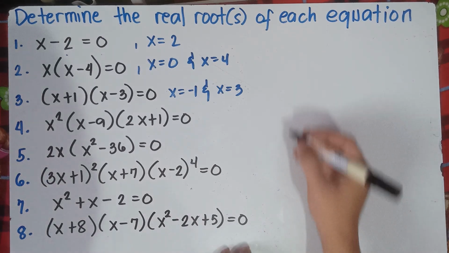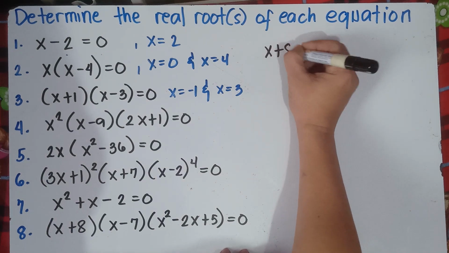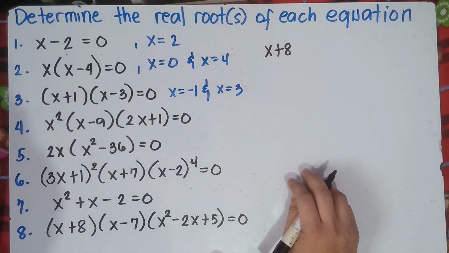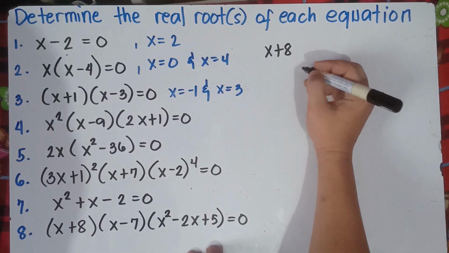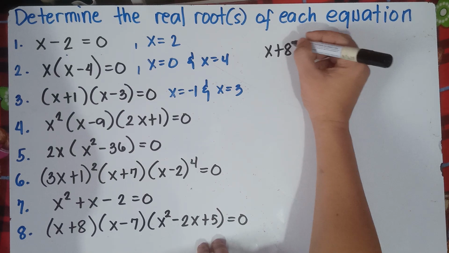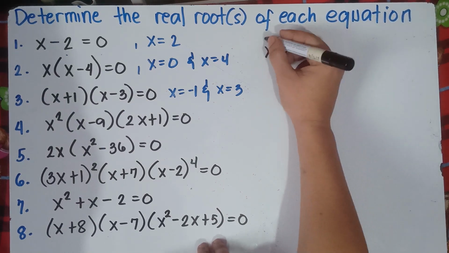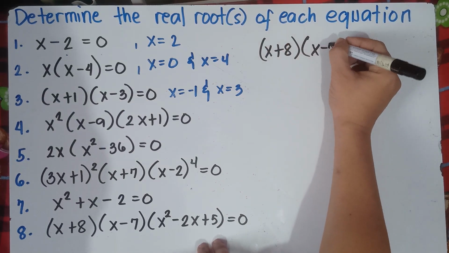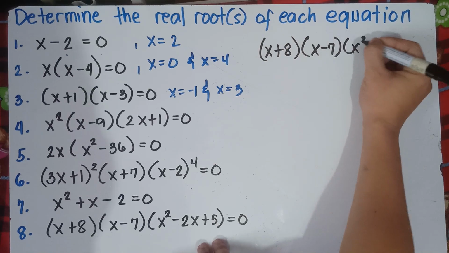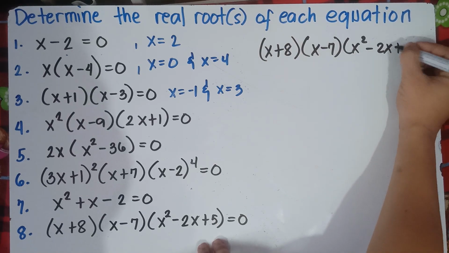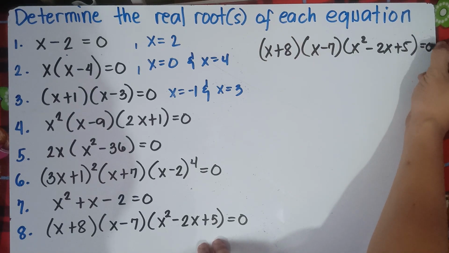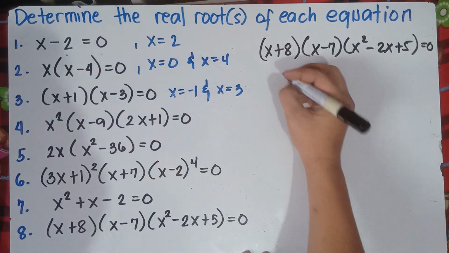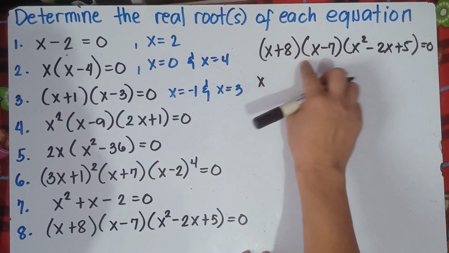Okay, let me explain number 8, class. This is actually the most requested, class. What if, sir, we cannot factor out the number? Then you will use the quadratic formula. So we have x plus 8, then x minus 7, then x squared minus 2x plus 5 equals 0. So, of course, you can equate this x plus 8 and x minus 7.